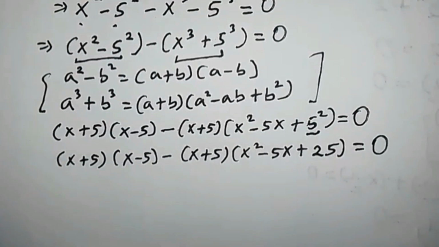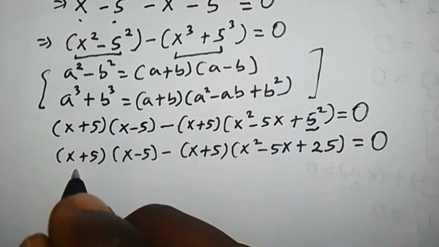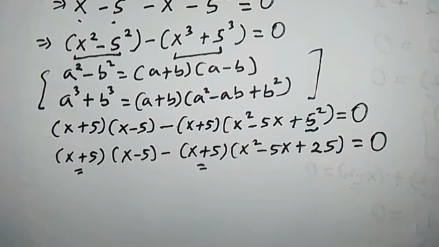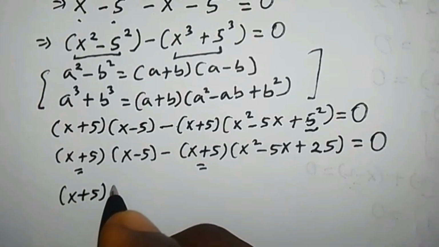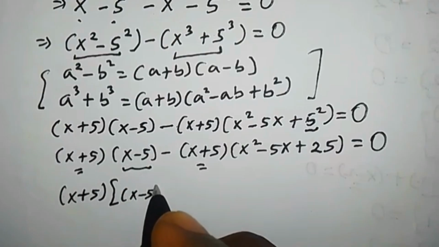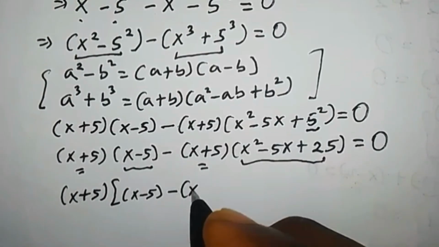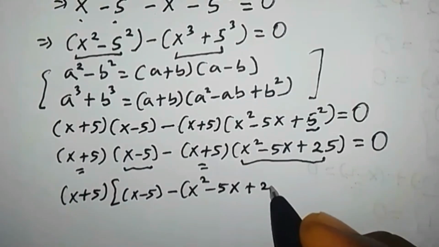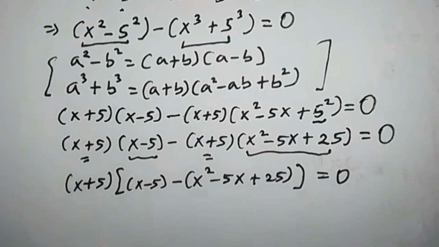You will notice something here. What do you notice? You will see that x plus 5 is common. I can pull it out, so that will be x plus 5 into this x minus 5 minus this x square minus 5x plus 25 equal to 0. Let's proceed further.